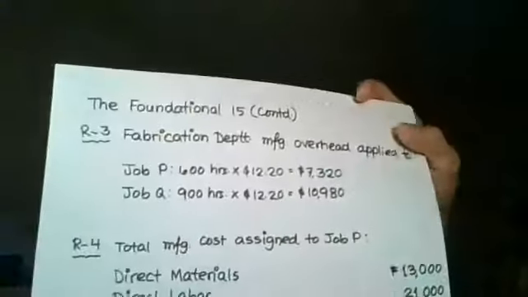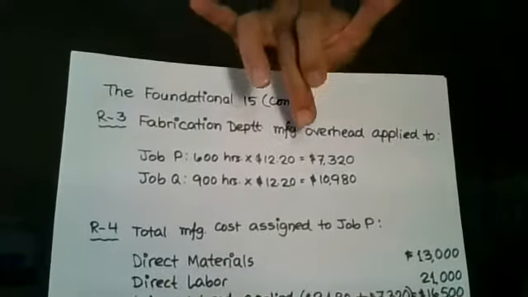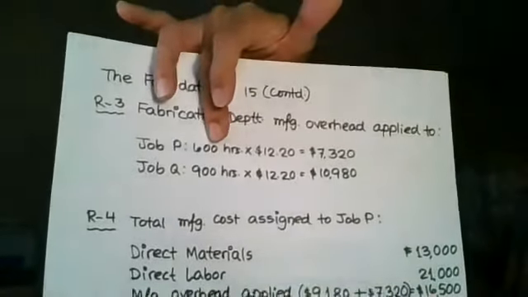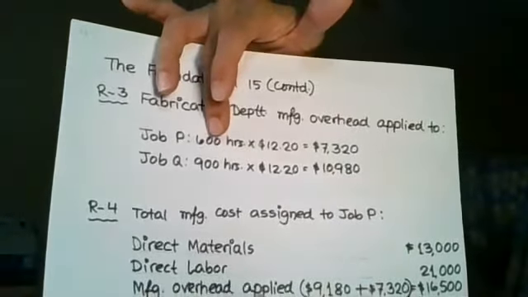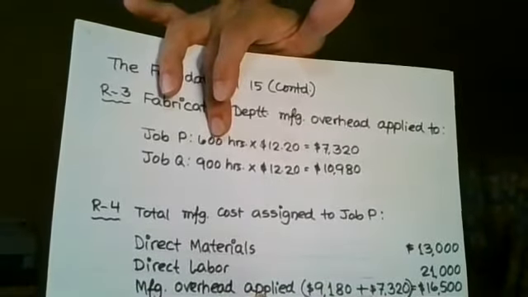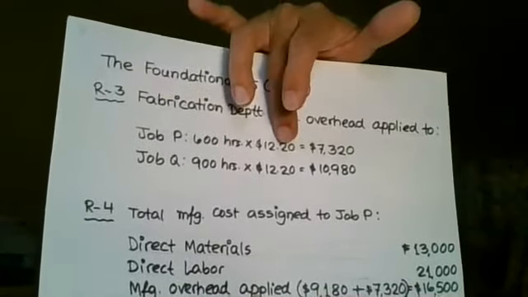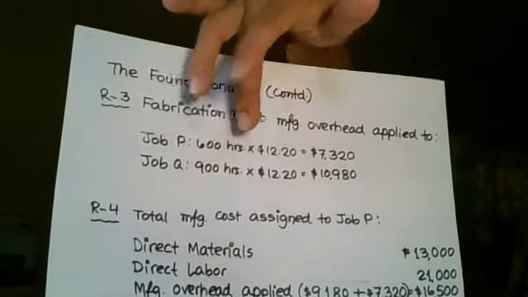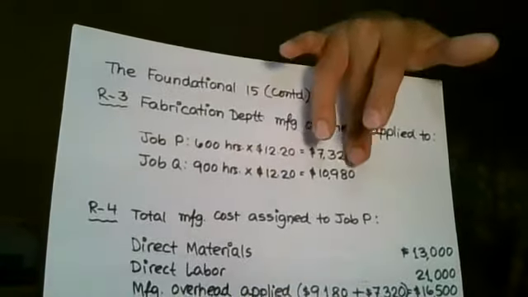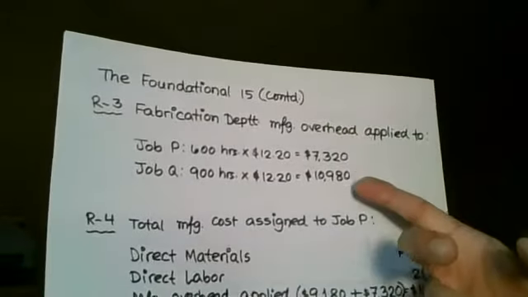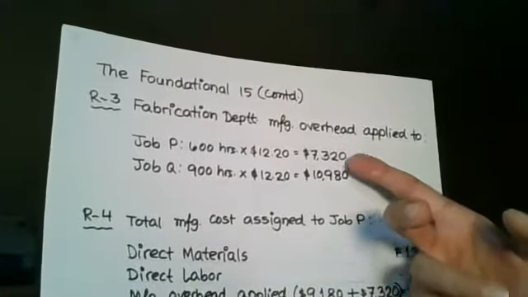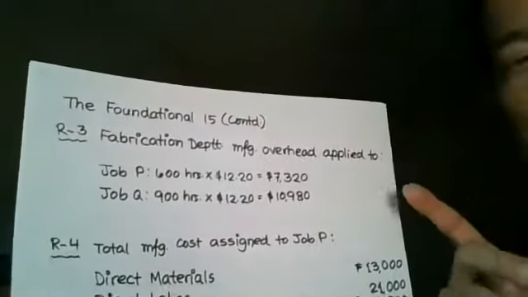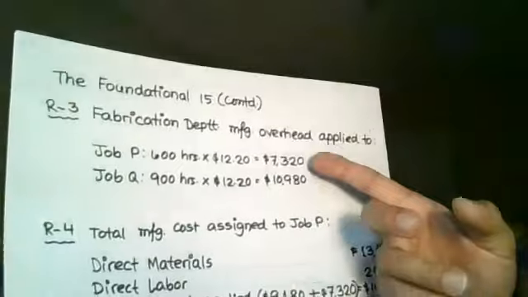And now we are going to do the same for the fabrication department. So you know what's coming up? Simple. Their hourly rate was $12.20, and their hours was 600. So they contributed 600 hours to job P. So 600 times $12.20, and they contributed 900 hours to the other job, and their hourly rate was $12.20. So that's the overhead applied. This is excluding material and labor, remember, excluding material and labor. So we just have their overheads.